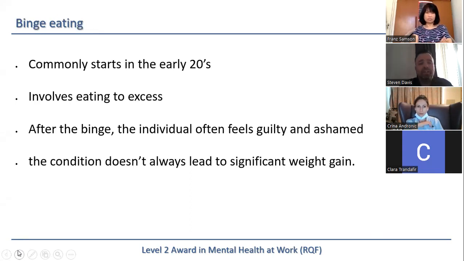Binge eating commonly starts in early 20s, involves eating to excess. Binge eating often because people feel guilty or ashamed, and the condition doesn't always lead to significant weight gain. So why do we think this happens to people in their early 20s? What's happening to us in our early 20s?